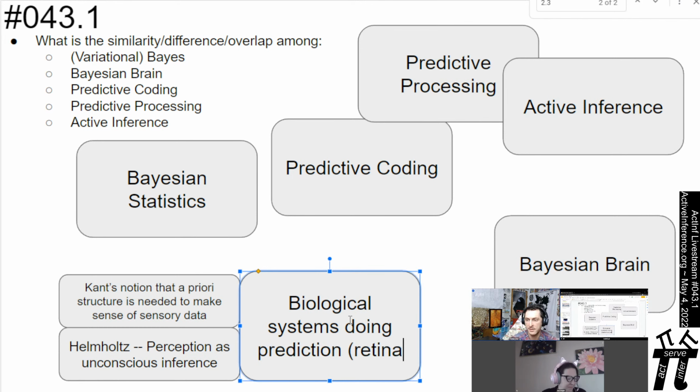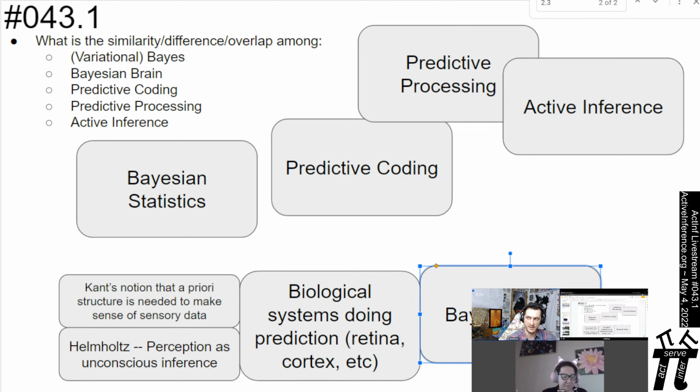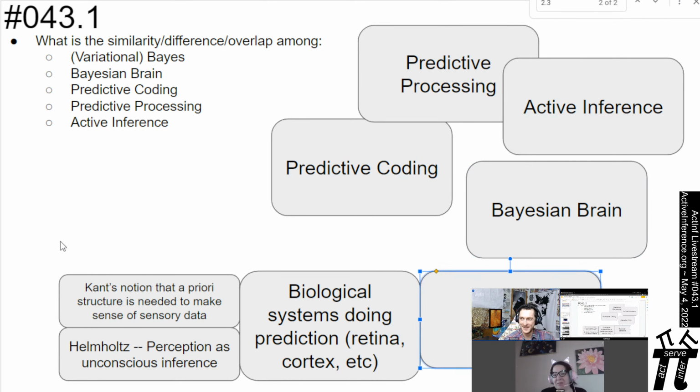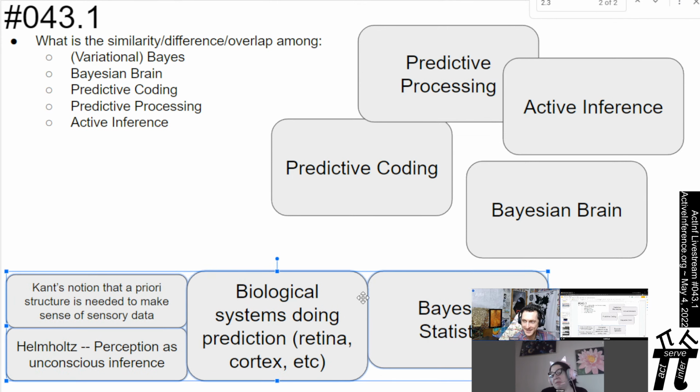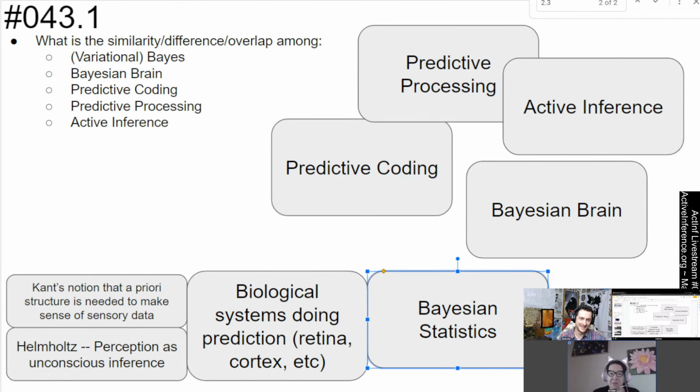So we have the retina, the cortex as examples, but there's others. Okay. And then if there's a third layer that we can add to the bottom, I think it would just be Bayesian statistics. Maybe Bayesian statistics is like a layer two, but before the Bayesian statistics, and even before biological systems doing prediction, there's the information theory component that I think is important also.